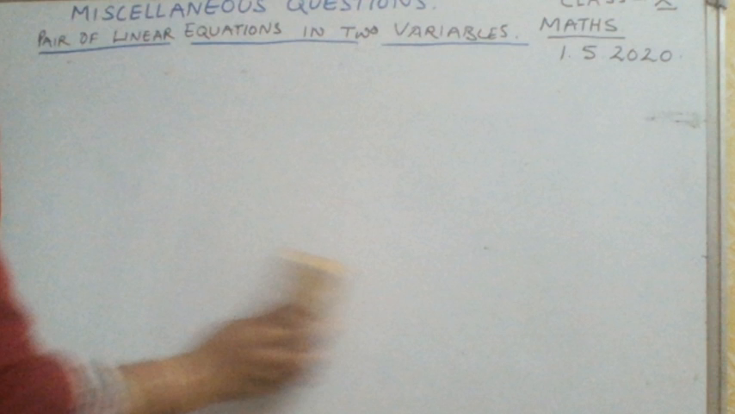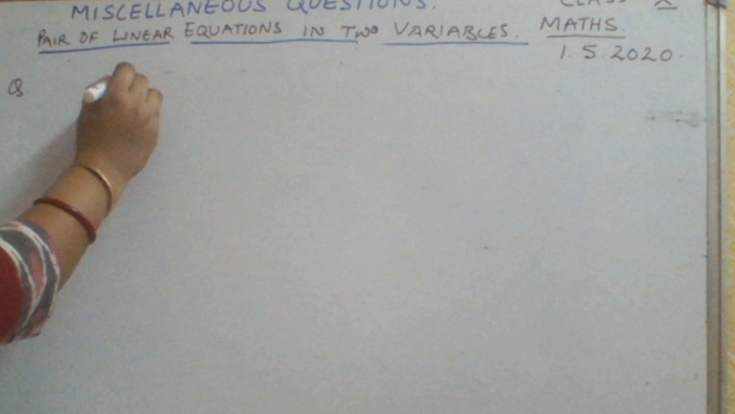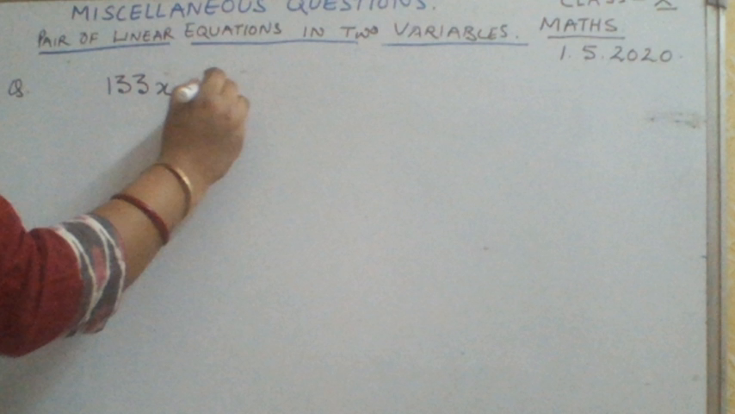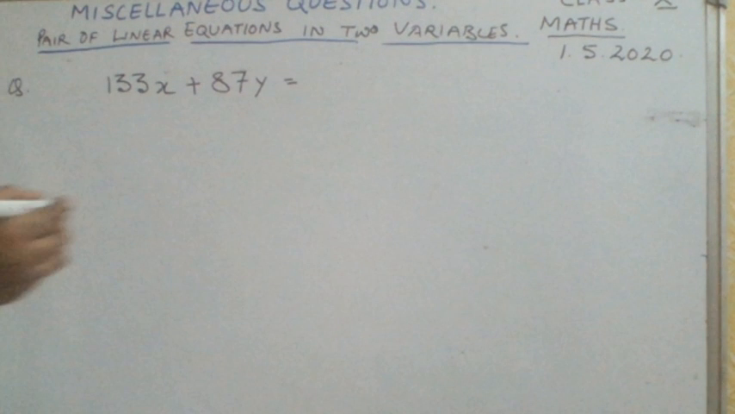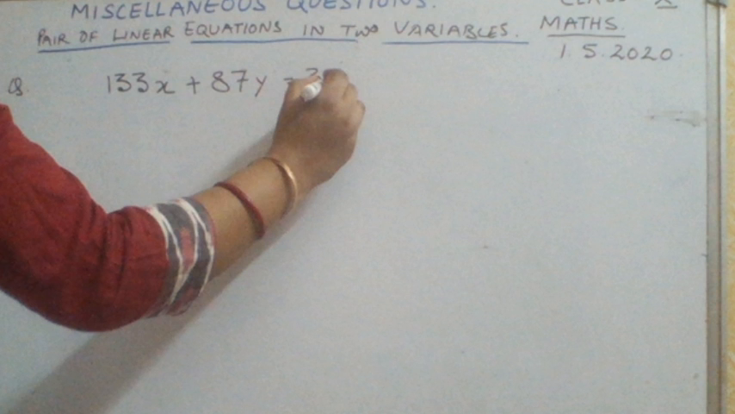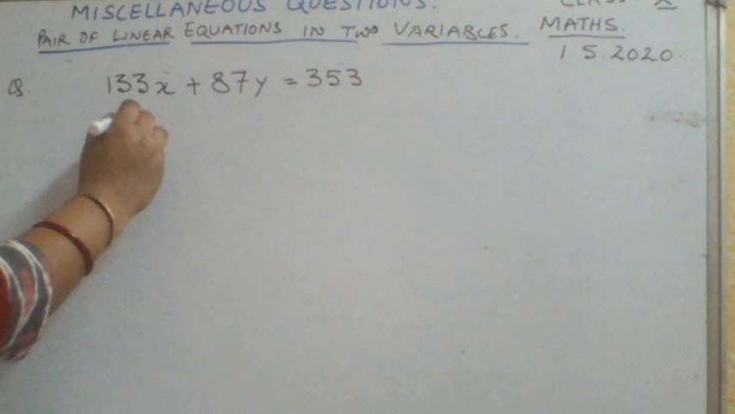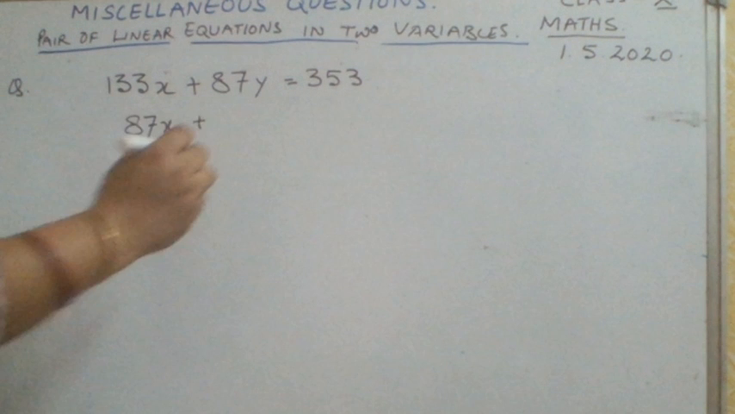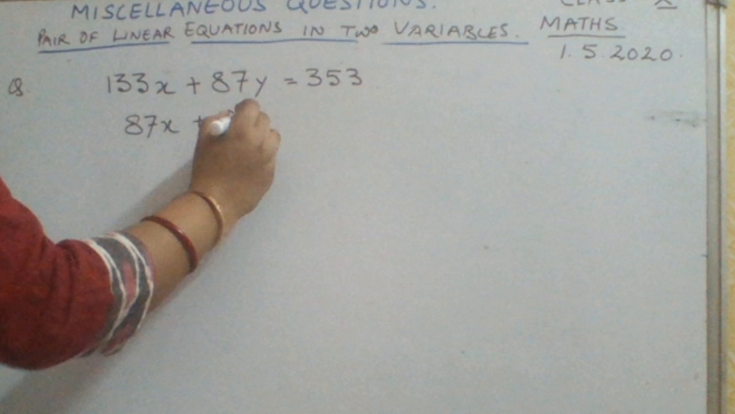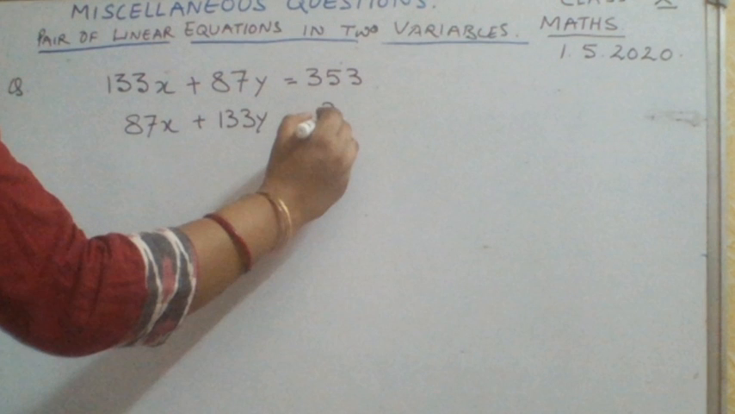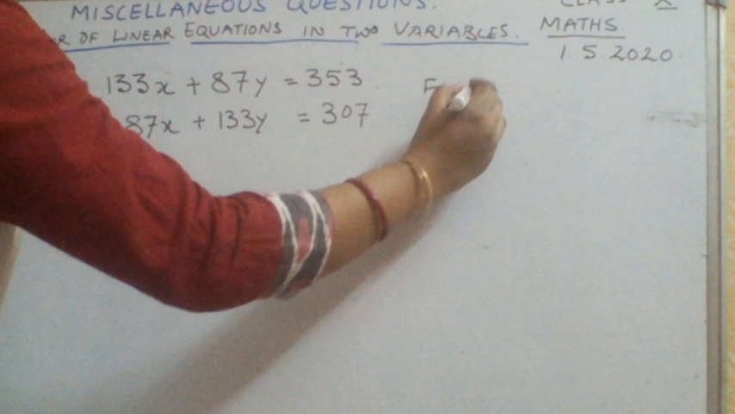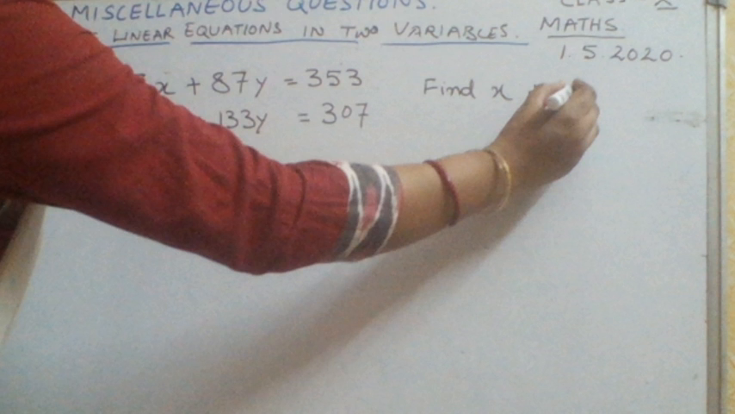Now see one interesting question. 133x plus 87y is equal to 353, and another one is 87x plus 133y is equal to 307. Find x and y. My dear students, please note it down.